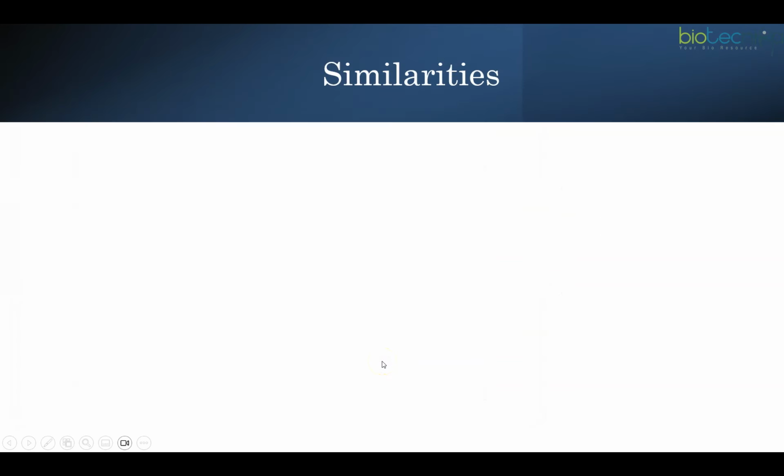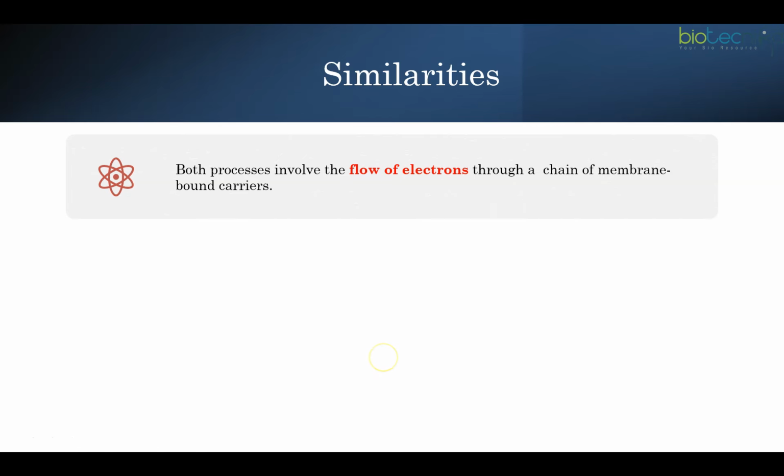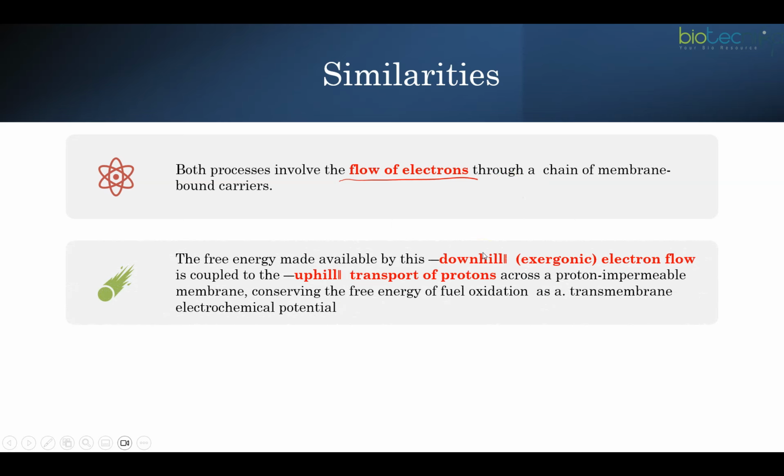However, there are some similarities which you should know. First, both processes involve the flow of electrons through a chain of membrane-bound carriers. Then the free energy made available, whenever electron transport occurs, is a downhill exergonic flow in both, which is coupled with the uphill transport of protons. So one releases energy, one utilizes the energy. Both involve a proton-impermeable membrane. The membrane name and location are different, but both are proton impermeable, and that is how they conserve the free energy of fuel oxidation.